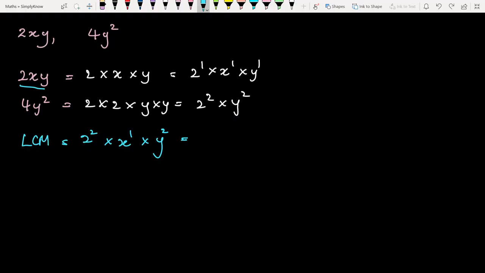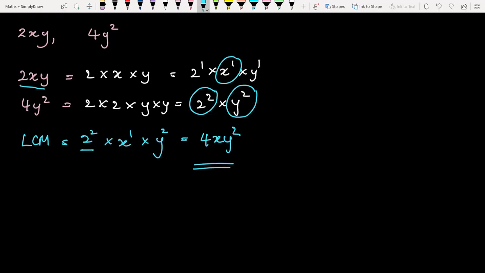The greatest power of 2 is 2 to the power 2. Greatest power of x is only x to the power 1. Greatest power of y is y to the power 2. So 2 to the power 2 times x to the power 1 times y to the power 2. 2 to the power 2 is 4. Then x, y squared. This is our answer. LCM of 2xy and 4y squared is 4xy squared.